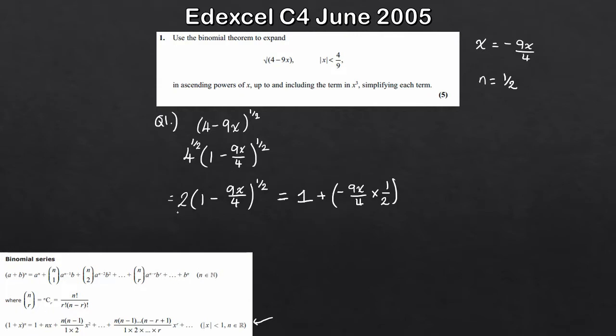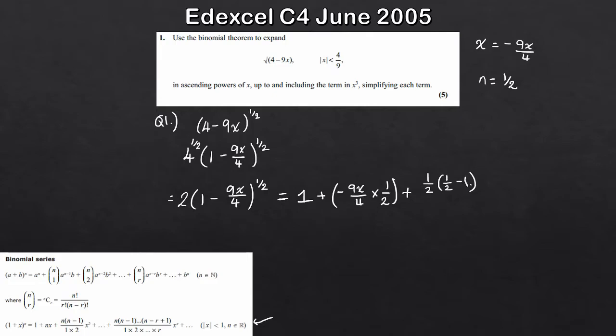So we need up to the term in x cubed. So this is your first one. This would just be x to the 1, x squared, and then we're going to have another one, x cubed after it. Okay, so we've got a few more to do. So my next part here now, so it's n times n minus 1. So n is a half, so this is a half times a half minus 1.